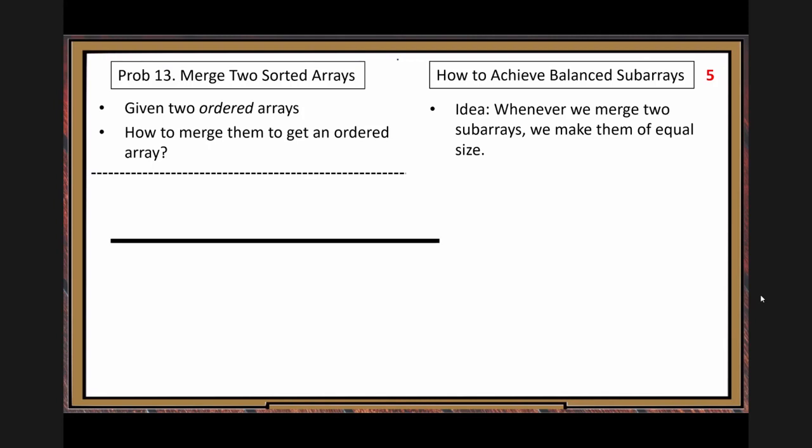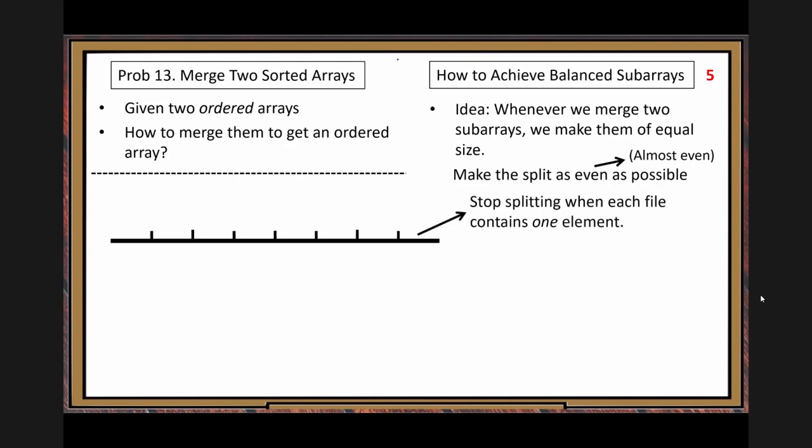Here I use this diagram. The whole length of this one line segment represents the original array. When we do divide and conquer, first we split it into two subarrays. We make an almost even split, somewhere in the middle. That's easy. In the next round, you have two subarrays. When you work on each subarray, you divide and split as evenly as possible in the middle, and so on. Keep doing this even split.